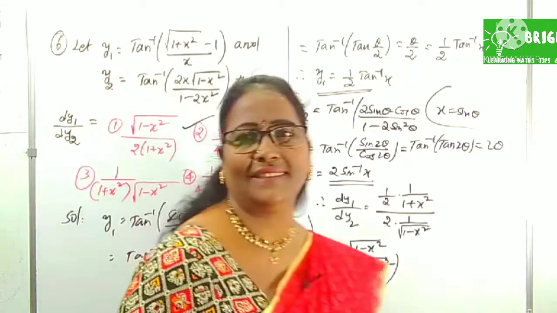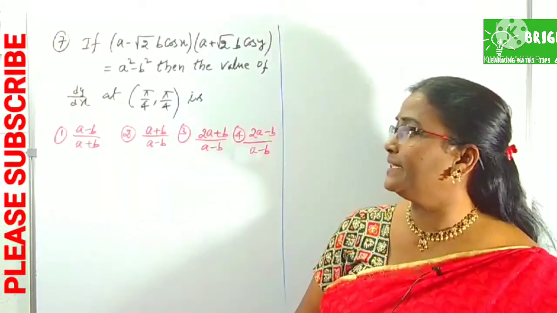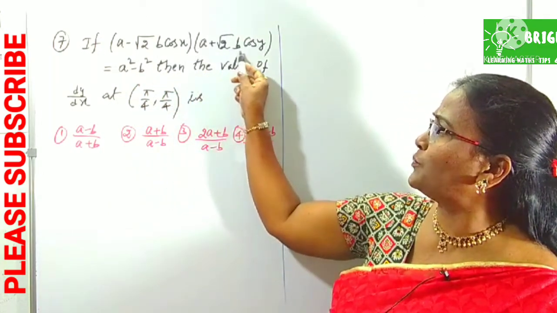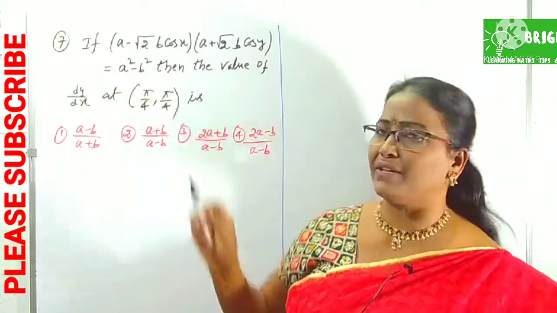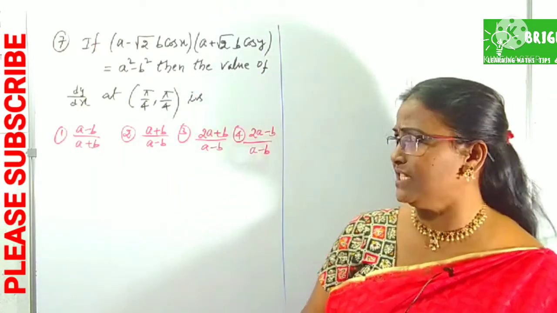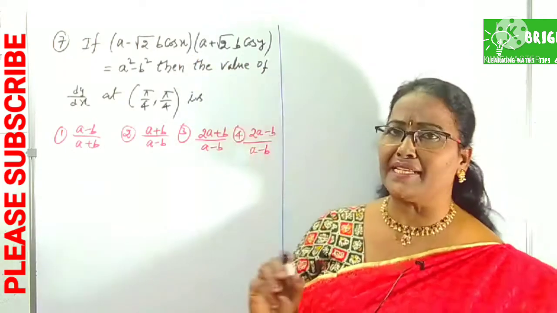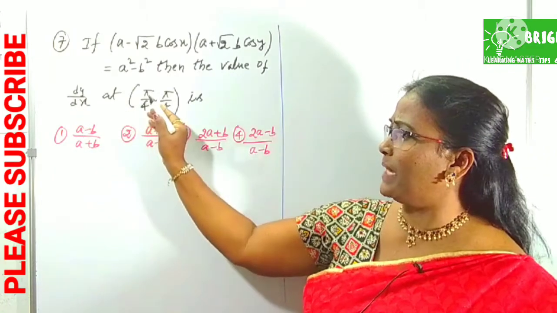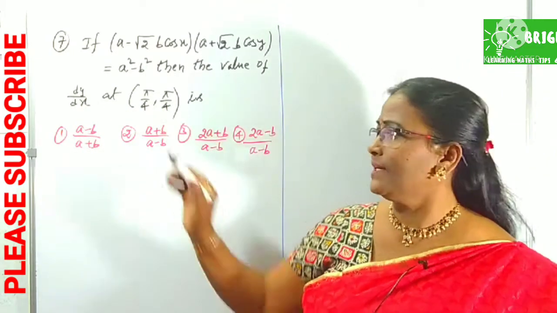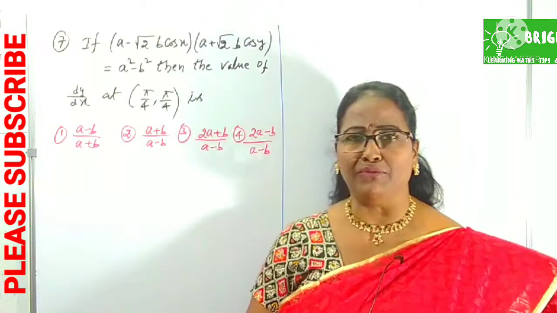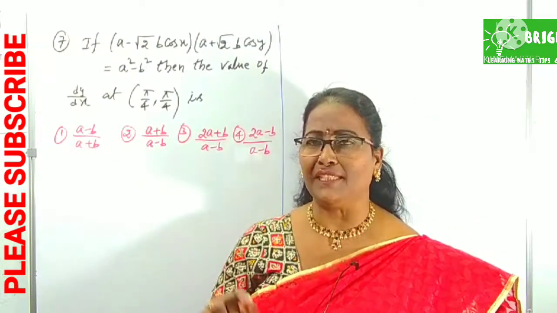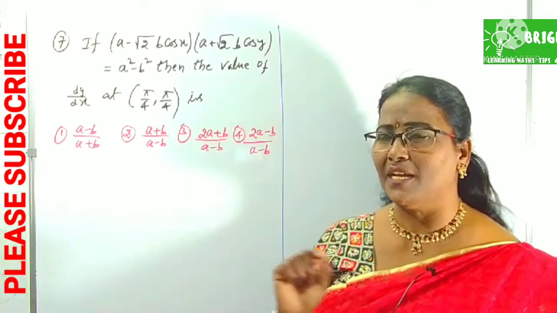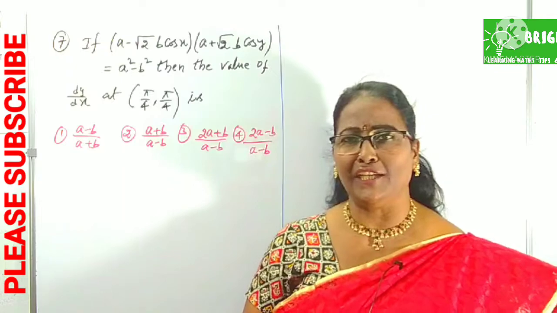Okay, is it clear? Right. Look at this question. What is given here? If a minus root 2b cos x into a plus root 2b cos y is equal to a square minus b square, given as an equation in terms of cos x and cos y, with x and y terms there. Then what is the value of dy by dx at pi by 4 comma pi by 4? At x is pi by 4, y is also pi by 4. We have to find the value of that function's derivative at those values.